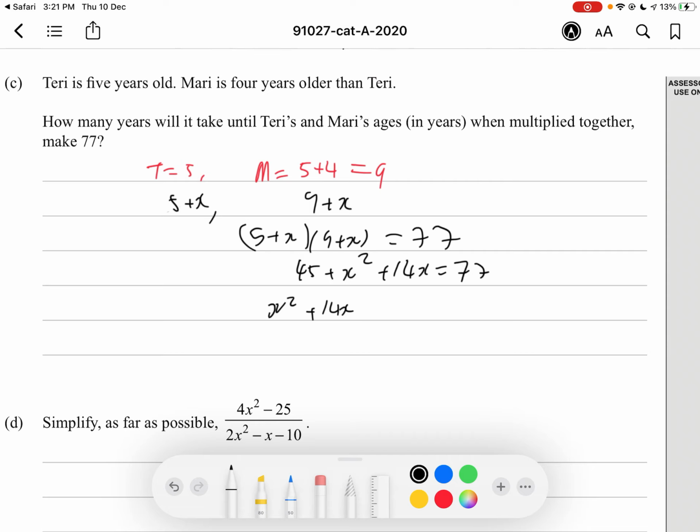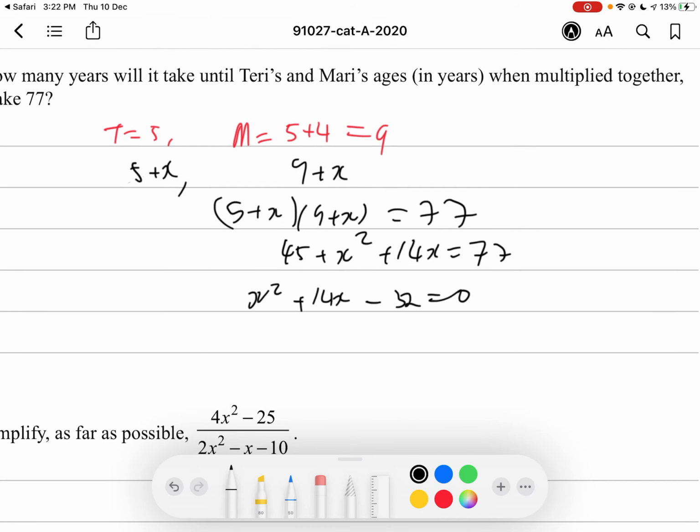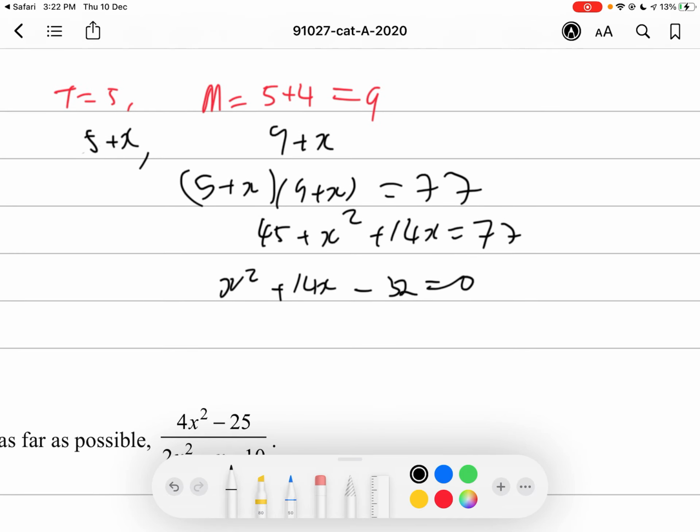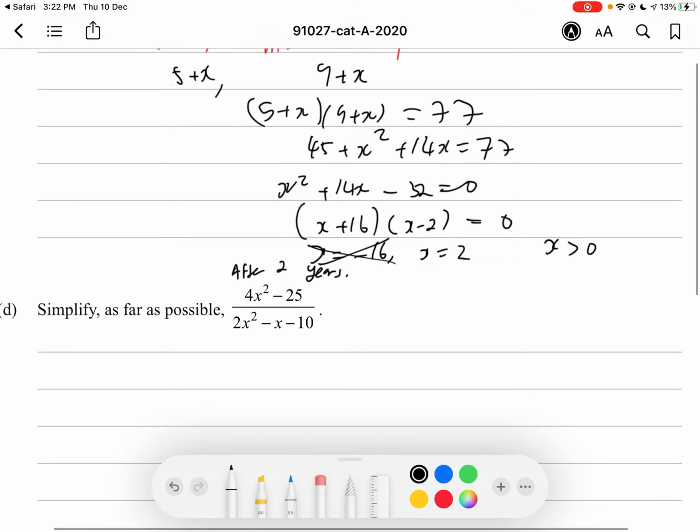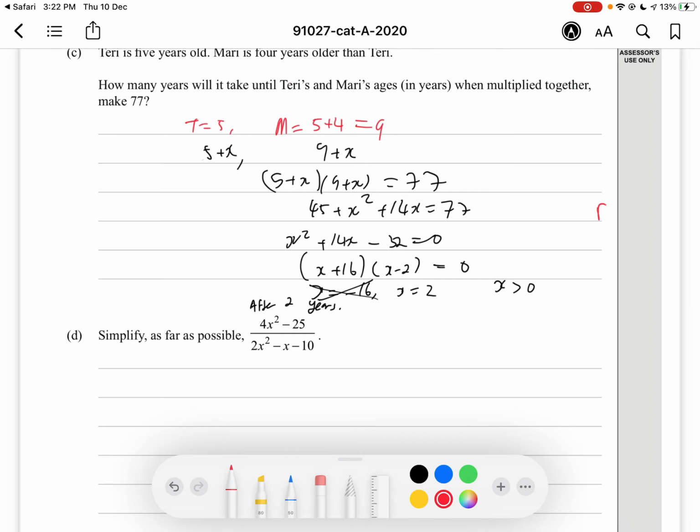What is that? Let me think. 45 minus 77 should give us negative 32. So x squared plus 14x minus 32 equals 0. Okay, so now we can say that (x plus 16)(x minus 2) equals 0. So x equals negative 16 or x equals 2. But since x is strictly greater than 0, that means x is not negative 16. That means after 2 years. That's our final answer. That should be another merit level question.